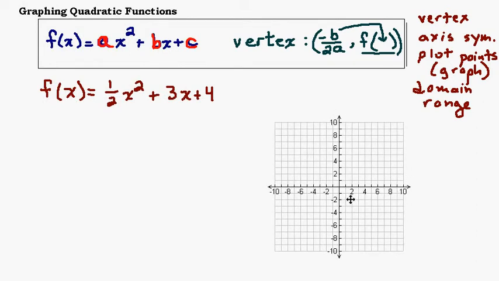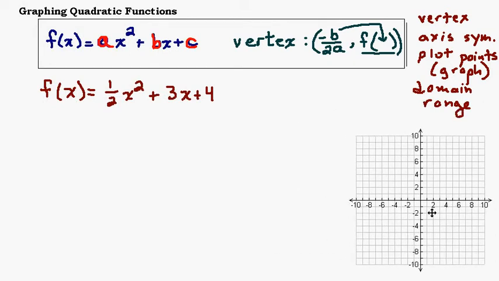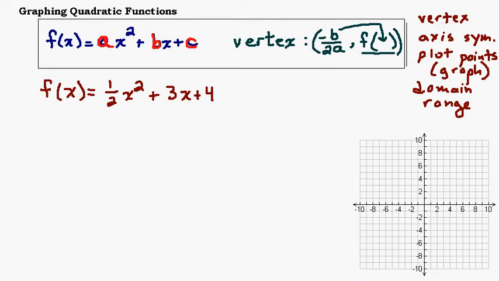Let's see how you did. Put this down here. That's a good spot. So first thing, we want to find the vertex. We're going to use our formula opposite of b over 2a. Our b value is 3 and our a value is 1/2.